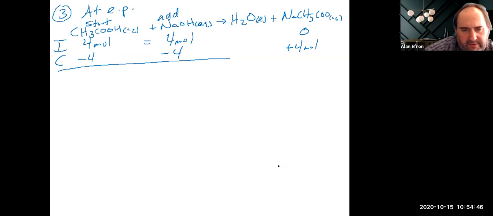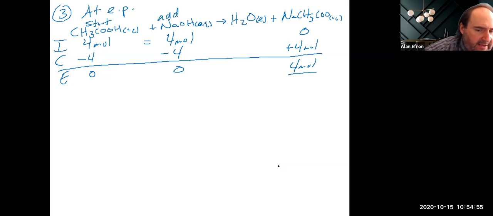That means when we reach equilibrium, 0, 0, and 4 moles, we again want to convert back to molarity using our total volume. So at this point, what we have left is our salt, which is sodium acetate. And you got to think, will this affect the pH? And the answer is, as we talked about earlier, yes, it will.